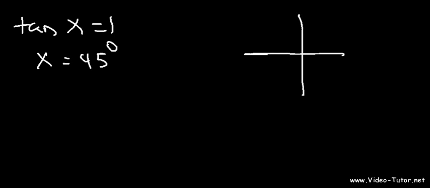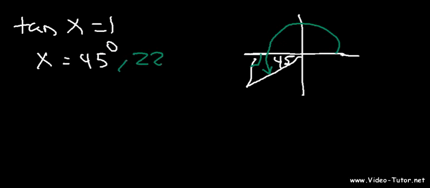Alright, so we had tangent x is equal to 1. And one of the answers is 45. Because tangent is positive, you need to know that our answer lies in quadrant 1 and 3. We already have the answer for quadrant 1, that's 45. But we also need the answer in quadrant 3. So to figure this out, we need to find the angle from here to here. This is 180 plus 45. So 180 plus 45, the other answer is 225.